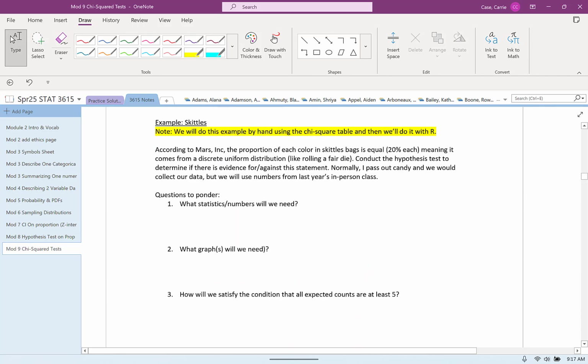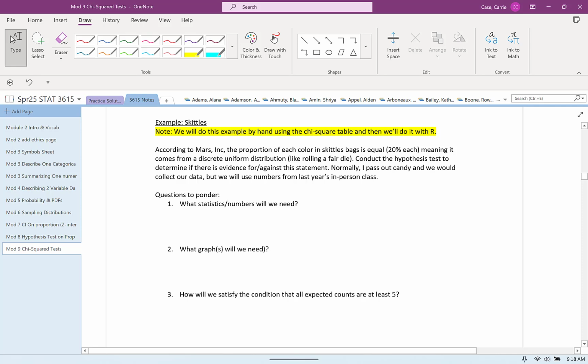All right, let's do an example. We're going to do this example by hand using the chi-square table, and then we're going to do it with R. So according to Mars Incorporated, the proportion of each color in a Skittles bag is equal to 20% each, meaning it comes from a discrete uniform distribution like rolling a die. Conduct the hypothesis test to determine if there's evidence for or against this statement. Normally, I'd pass out candy and we would collect our data, but we're going to use numbers from last year's class, because this class can't do that because it's online.